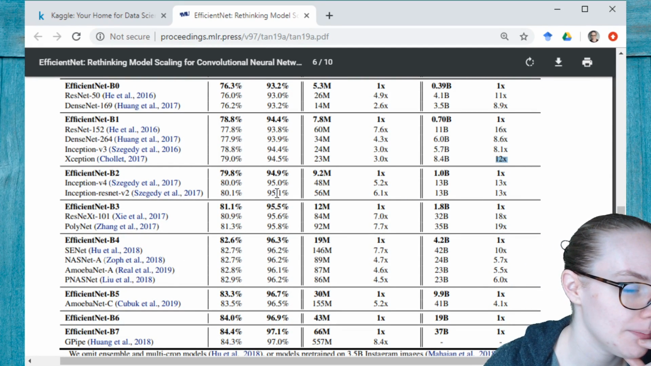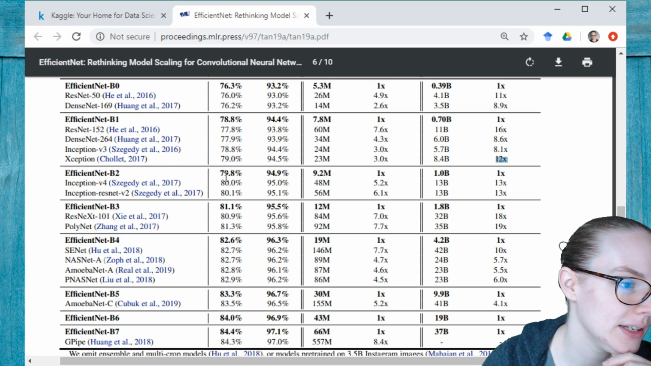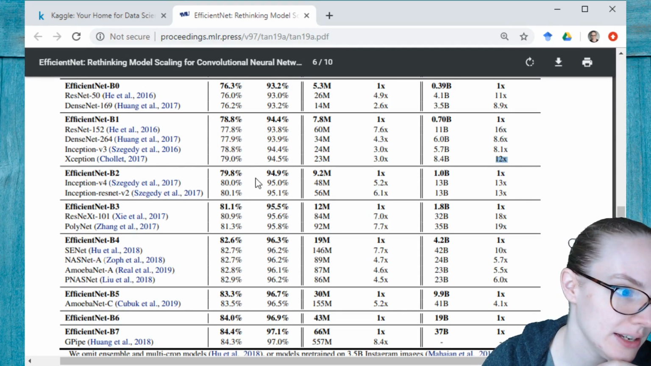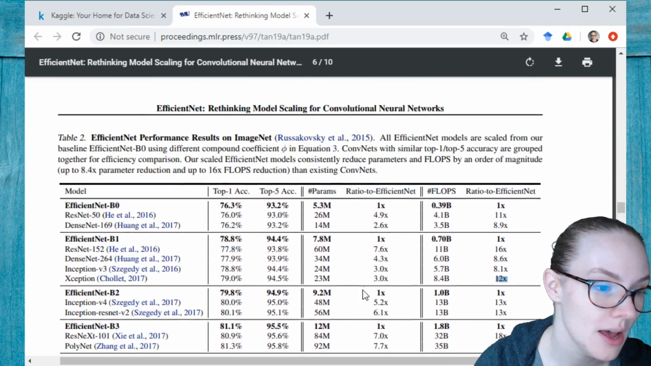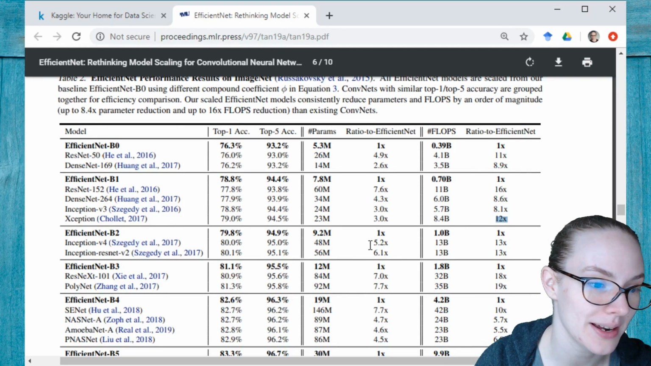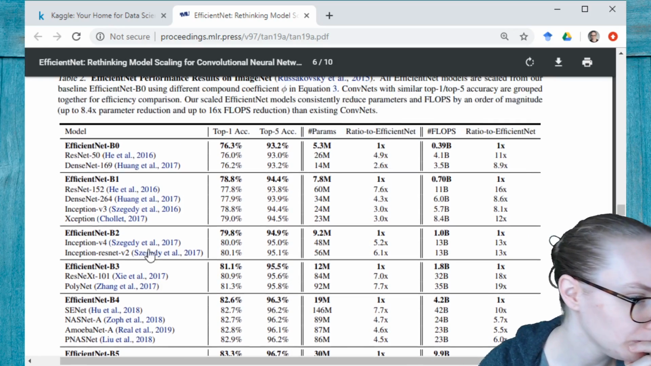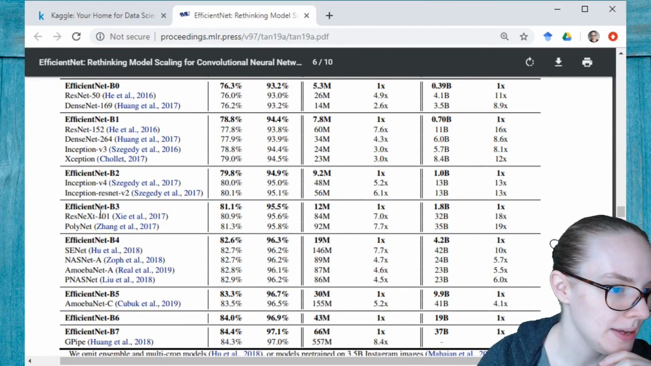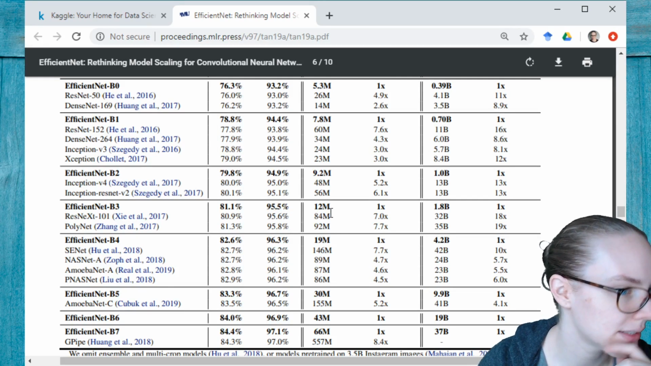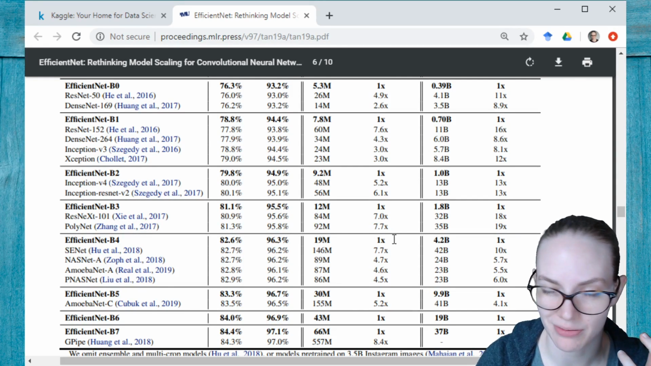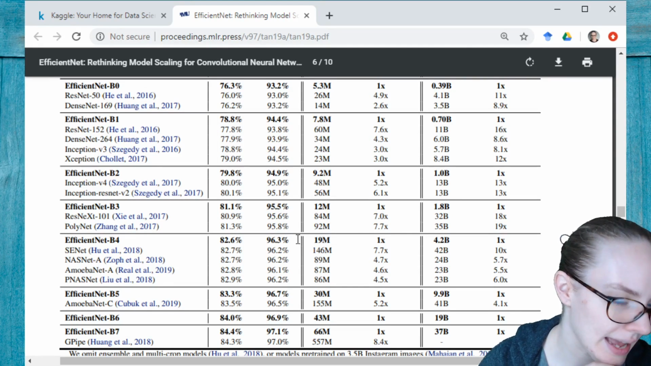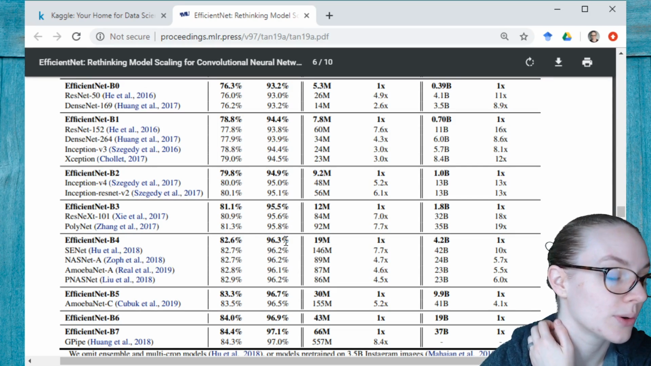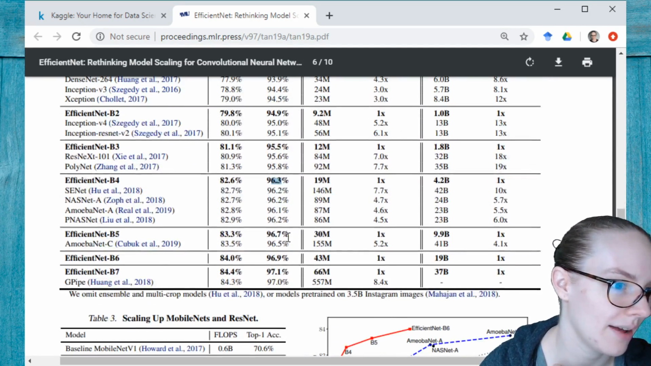And then B2, so the EfficientNet is not outperforming in terms of accuracy the other related models, but it is outperforming pretty substantially in terms of model size, so it's much smaller. B3, same story, much smaller, roughly as good, but not quite. B4, again, so it actually does have the top 5 accuracy here.